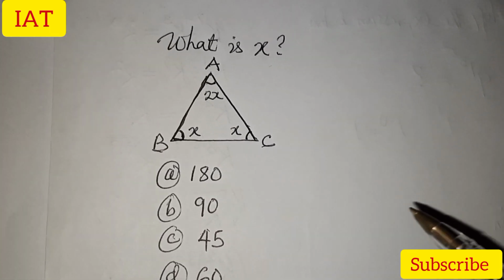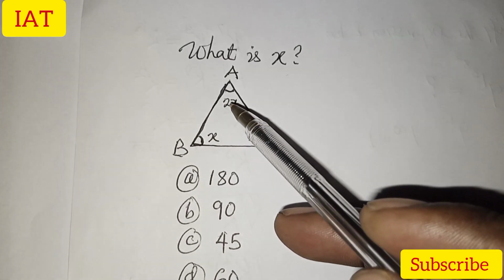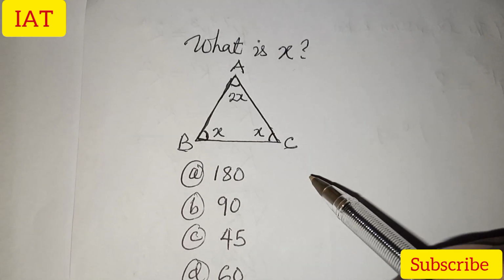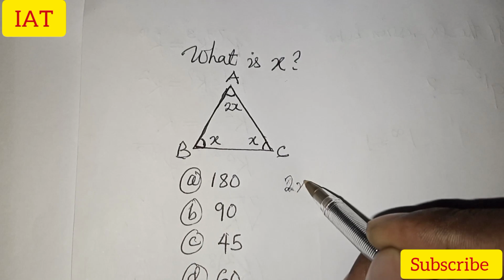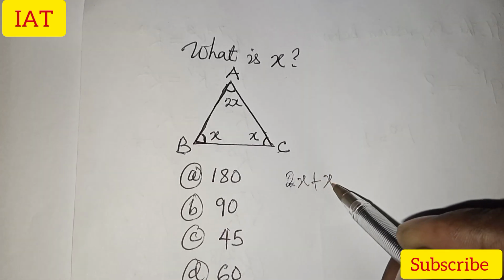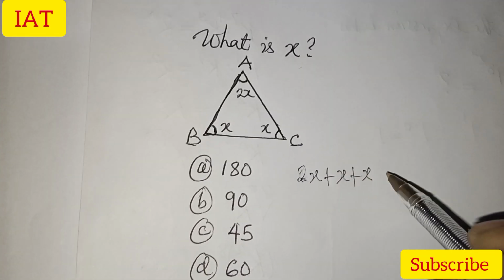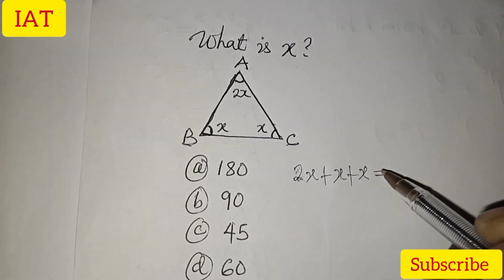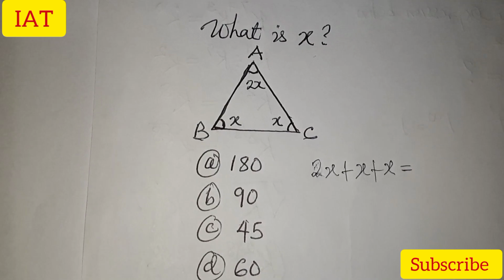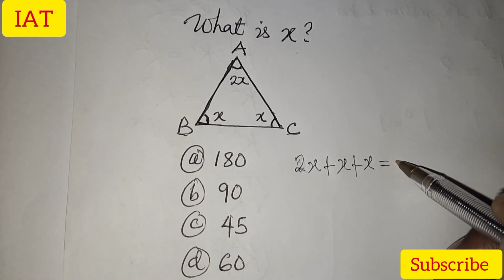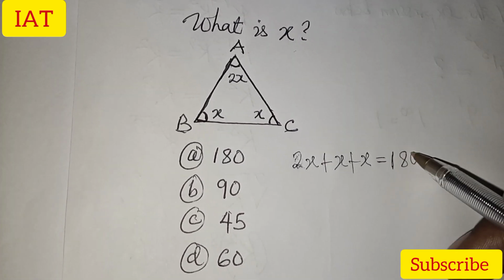So how are we going to do this? We're going to sum up all the angles in this triangle. So we have the first one to be 2x. So that 2x is going to sum up with x plus x. And then what are we supposed to equate it with? We already know that the sum of angles in a triangle is 180 degrees. So we're going to add it up to 180 degrees.